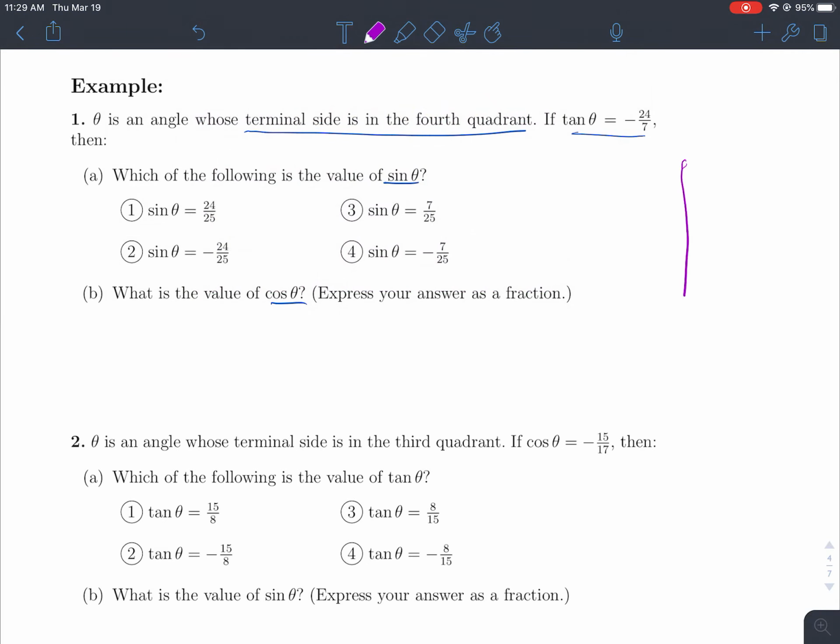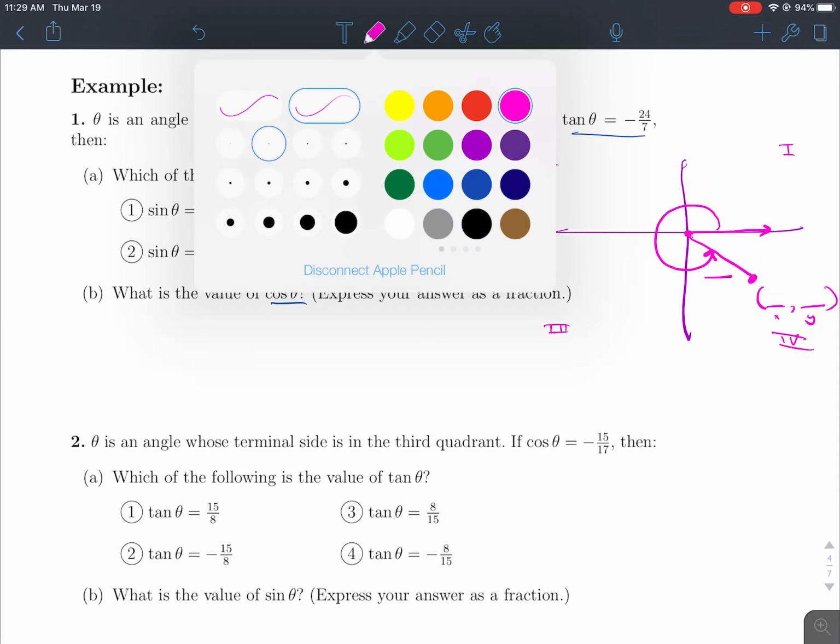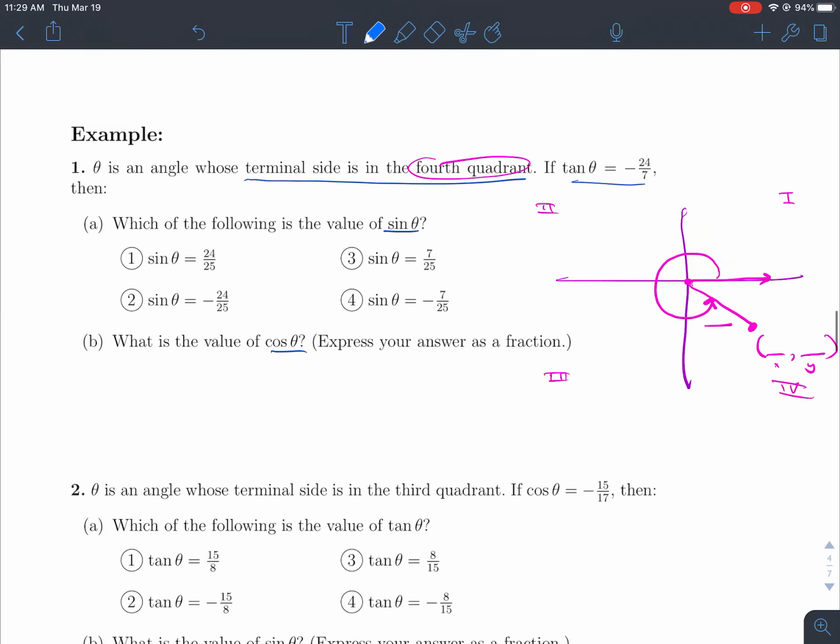So it's very useful when you have problems like this that you draw a picture. So we know that our angle is going to start at the same starting place as always. It's going to end in the fourth quadrant, so 1, 2, 3, 4. So we know our angle is going to end here somewhere. Now that's going to have some x and y coordinates. It's going to have a radius as well. So let's see if we can fill those in.